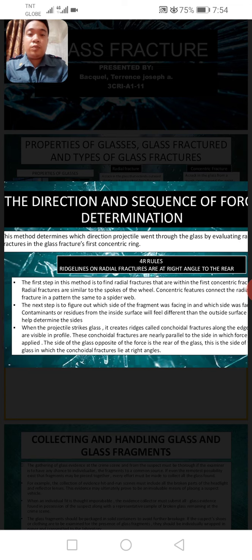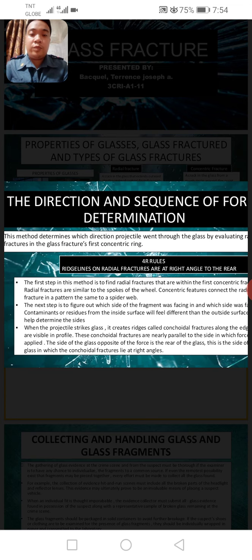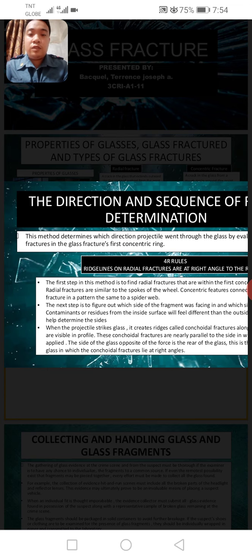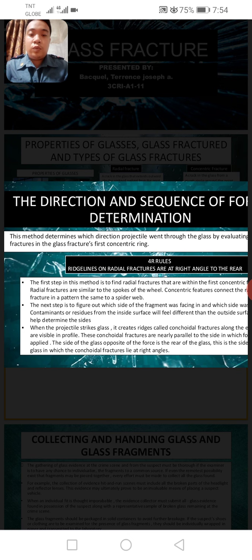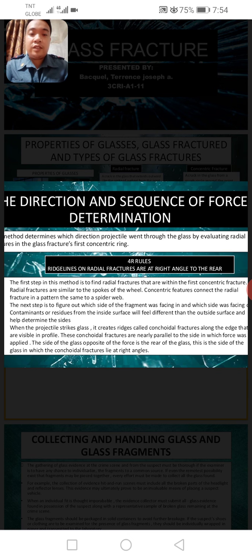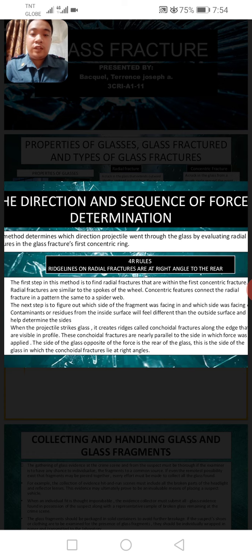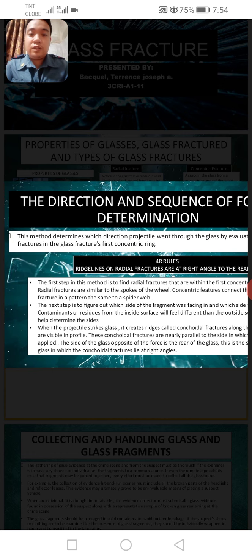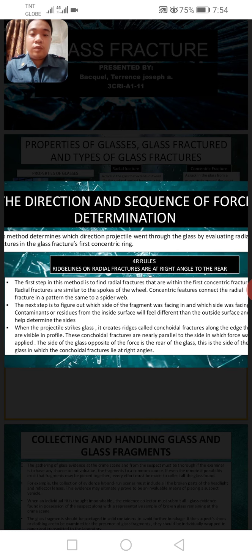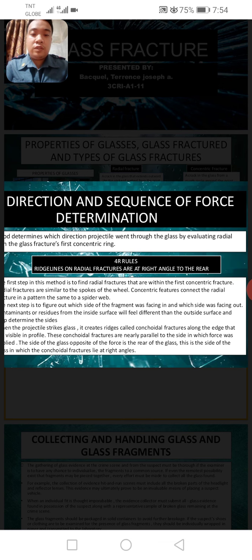Determination of the direction or sequence of force. This method determines which direction a projectile went through the glass by evaluating radial fractures. In the glass fracture, first concentric ring, the 4 rules: ridge lines of radial fractures are at right angles to the rear.